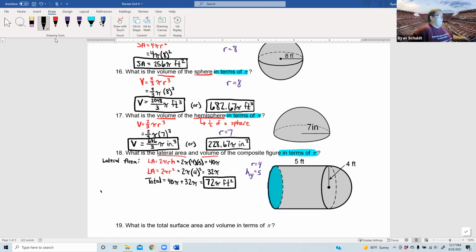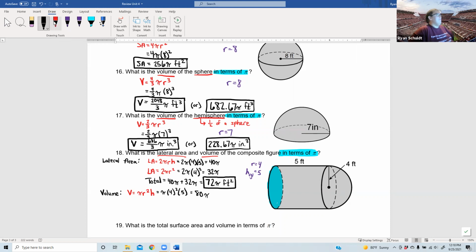Now volume. For the cylinder, we said that volume was pi r squared times height. Well, that's going to be pi times 4 squared times 5, which gives you 16 times 5 is 80 pi.